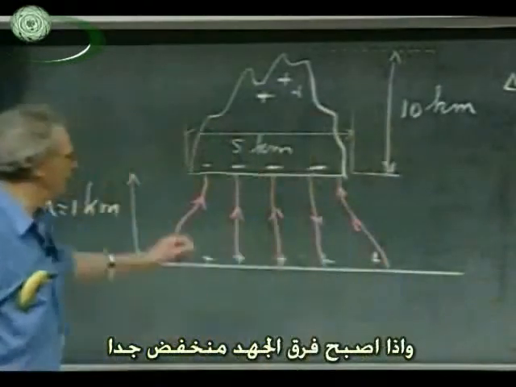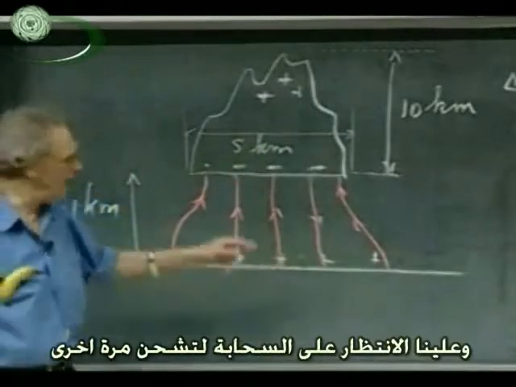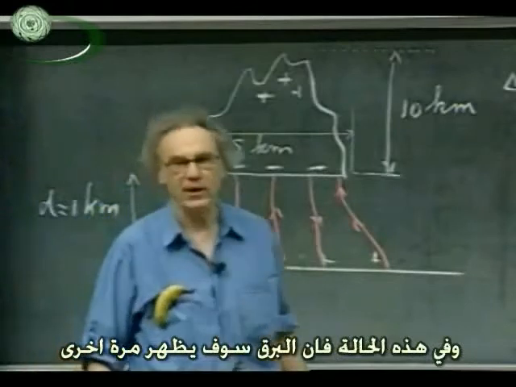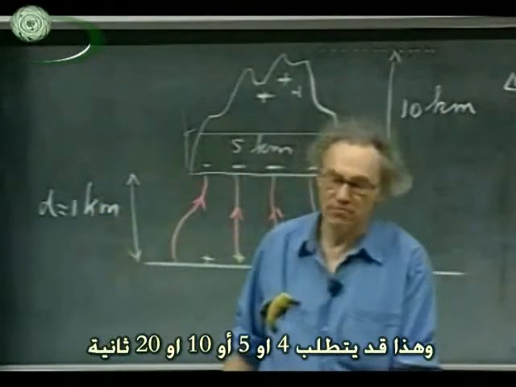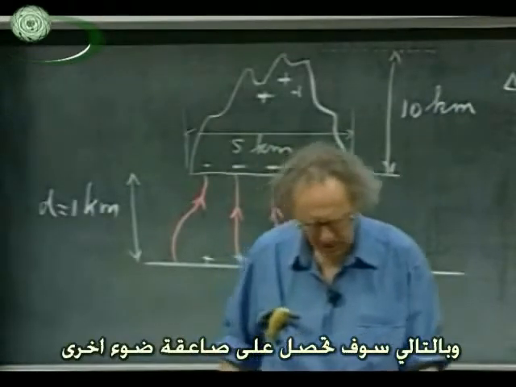And if the potential difference becomes too low, then the process stops. You have to wait now for the cloud to charge up again, and then lightning will strike again. And that can take anywhere from maybe 4, 5, 10, 20 seconds. And then you get another lightning bolt.